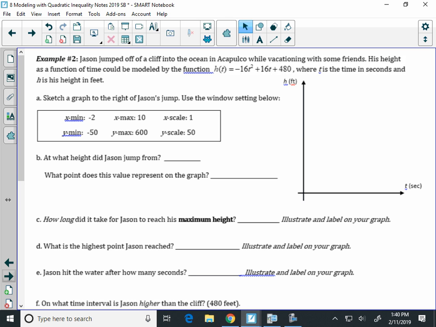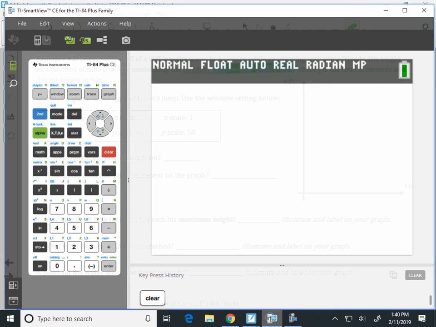All right, he's jumping off a cliff. What I need you to do to start is to graph the function that models the path of Jason's height. So it has negative 16t squared plus 16t plus 40. I want you to take a minute. I gave you the window setting box, so graph the equation, put in the window settings, and then sketch the picture on your graph, and we will come back together after you've graphed that.